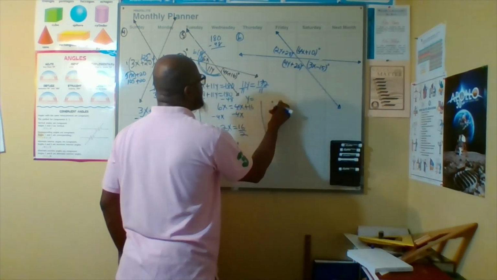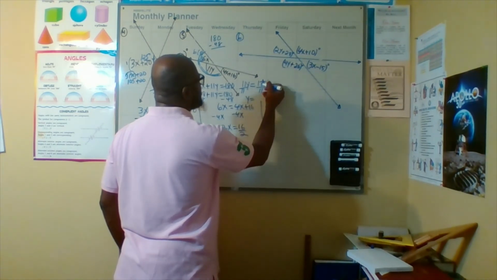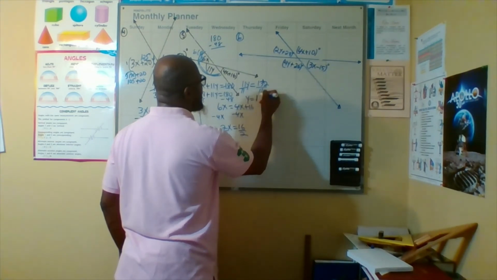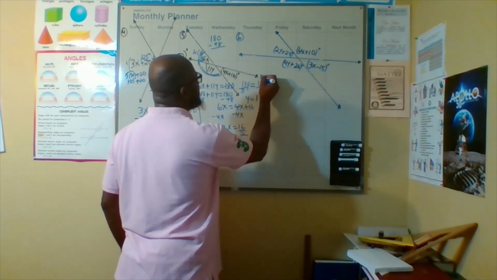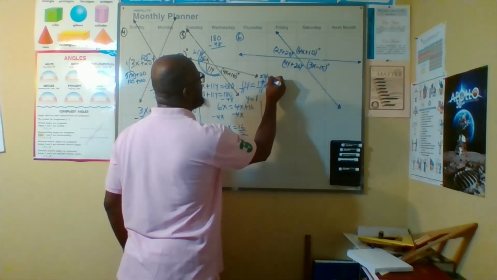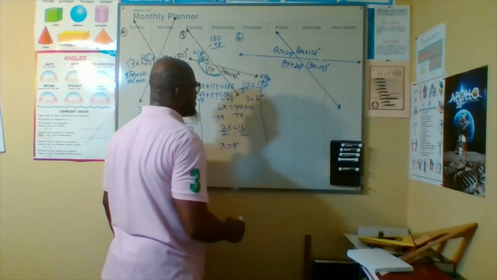Not sure. How many times does 11 go into 13? One time. 1 times 11 is 11. 13 take away 11 is 2. I will have 22 over 11. 11 goes into 22 2 times. In this case, y is 12 degrees.